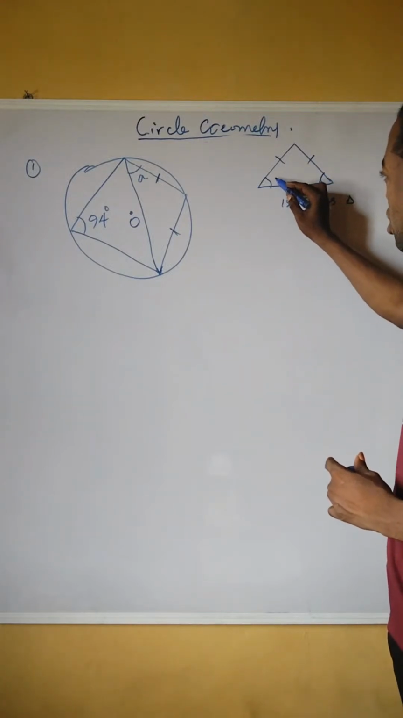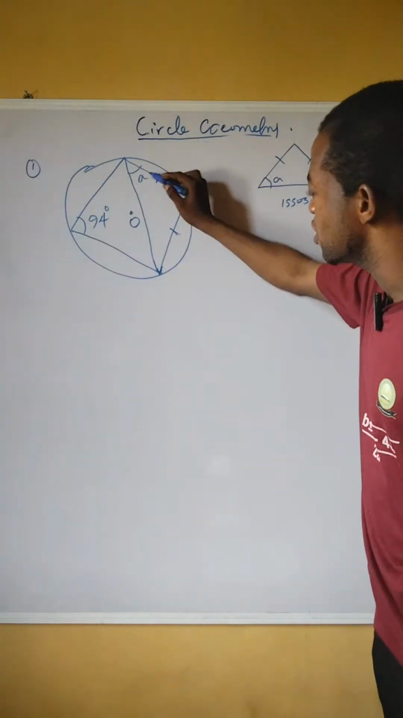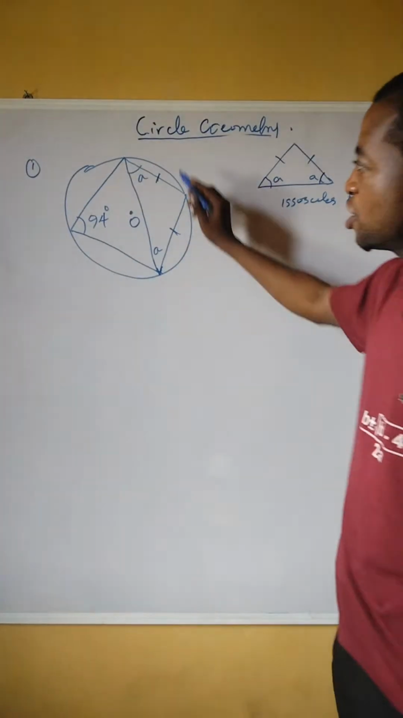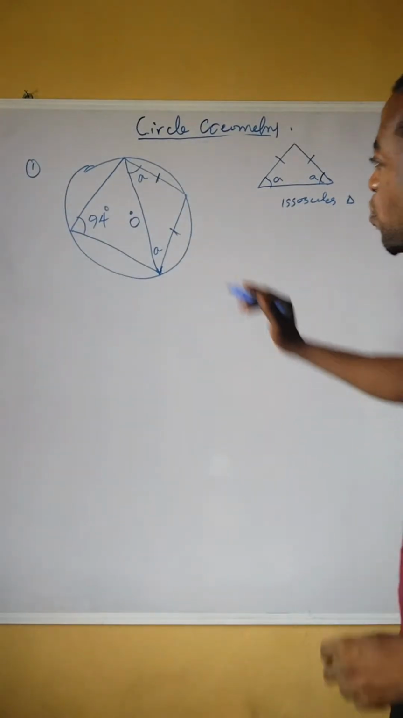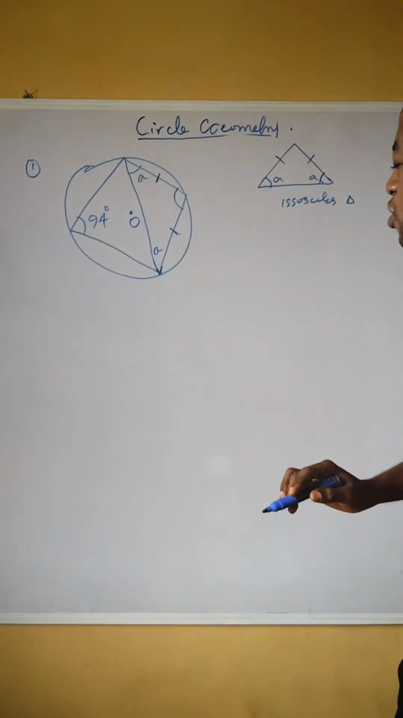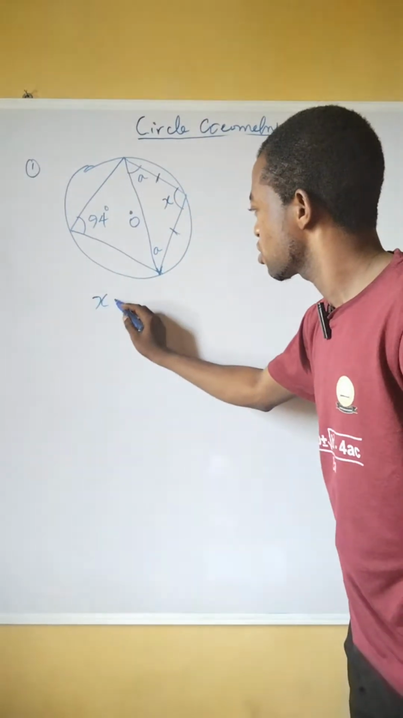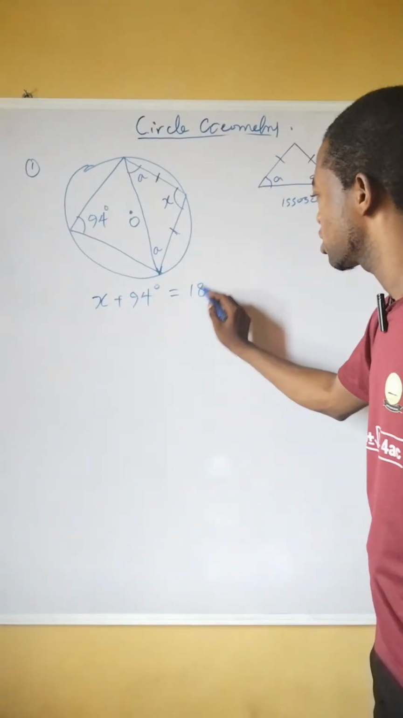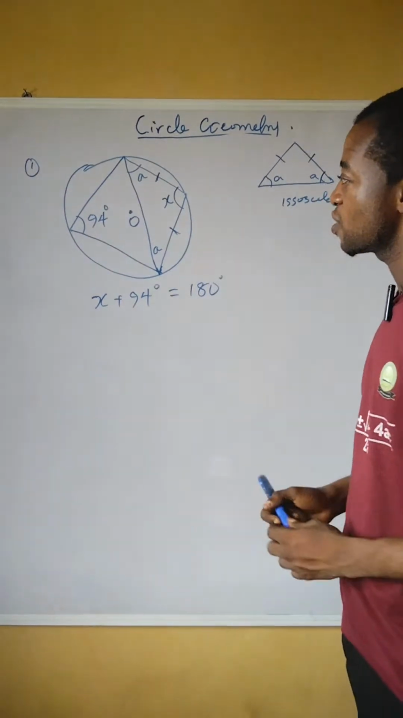So this angle is A, and this angle also will be A. If this is A, this is also A. Now, how do we get that? Looking at this shape, we have a cyclic quadrilateral, and there is a theorem that says that the opposite angles of a cyclic quadrilateral are supplementary. So you can put x here. That means x plus 94 degrees should add up to 180 degrees. If someone does not know this theorem, it will be difficult to solve this problem.